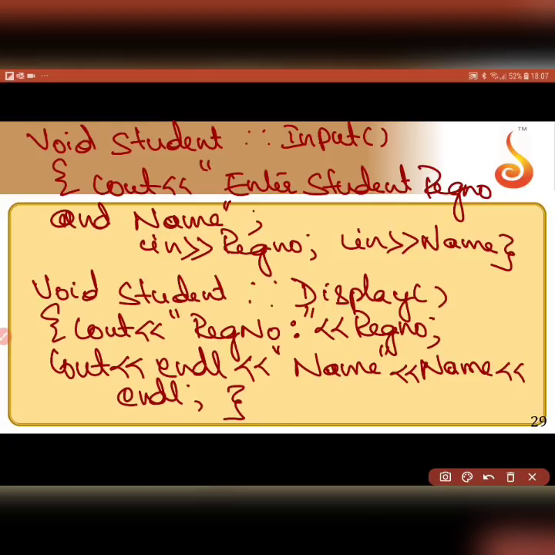So the class had 2 data members and 2 member functions. I have taken in the values in the input function, the details about the registration number and the name of the student, and in display I am just printing it. So this completes my class.